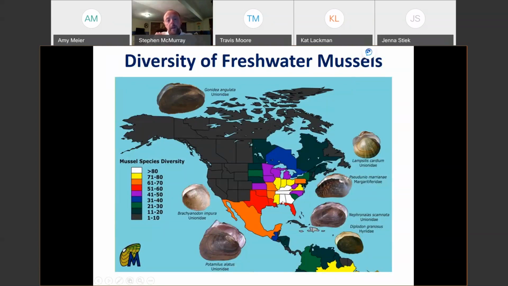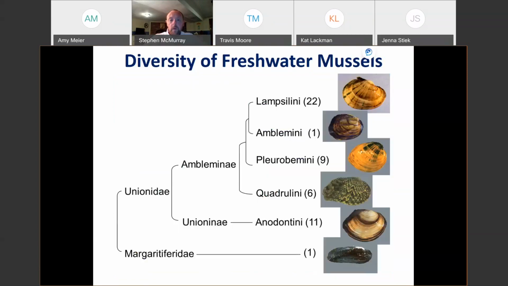States, Kentucky, Tennessee, Alabama, really have the bulk of our biodiversity. And that's true, we see that same pattern for other aquatic faunal groups. Fish, insects, a number of things reach their apex of biodiversity in the southeastern United States.